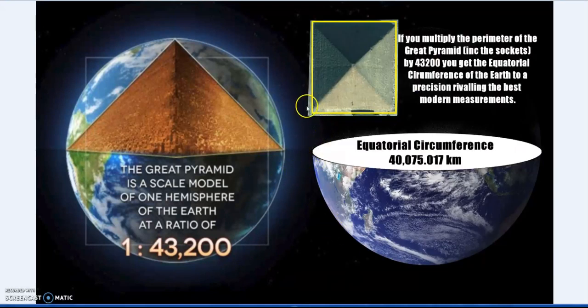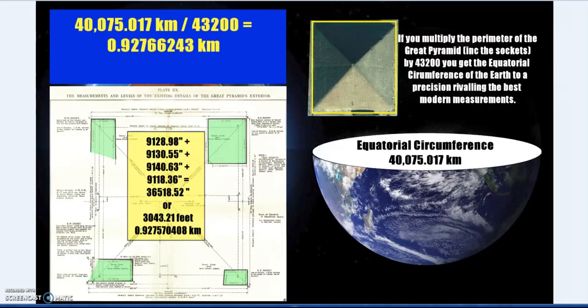So to begin with, you have to get a bird's eye view and measure the perimeter of the pyramid. If you multiply that by 43,200, you get the equatorial circumference of the Earth. An important feature to note is that the equatorial circumference is more than the polar circumference because the Earth is flattened ever so slightly at the top. And the pyramid describes this flattening. This is one of the extraordinary things. However you do it, this is described therein.